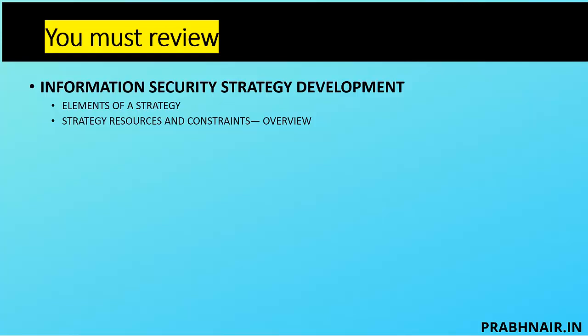Another important thing you must know is the elements of the strategy. What are the important elements required for the strategy? And the most important topic in domain 1 is strategy, resources and constraints. Whenever you're creating any strategy, what are the challenges you face? What are the issues you are facing? Like legal challenges, regulatory challenges, company ethics challenges, company facilities, company environment, culture. Make sure when you're reviewing domain 1, you have a good understanding of strategy, resources and constraints.